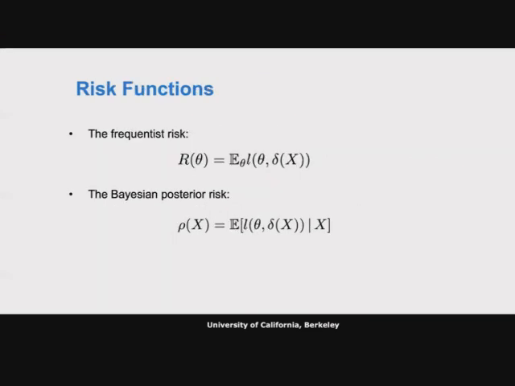All right, and here I've summarized all that on this page. The risk function, if you're a frequentist, is the expectation under a fixed theta of L of theta, delta of X, looking at all the data you could get. The Bayesian writes down the posterior risk. It's a function of X, and we've averaged over the theta.